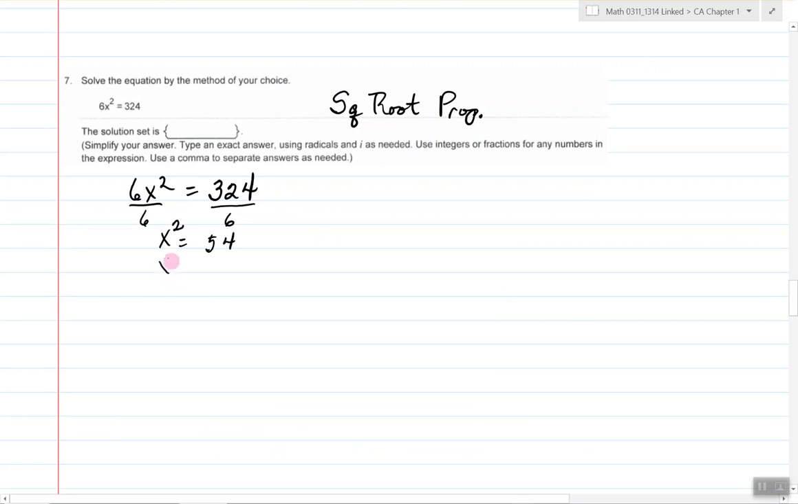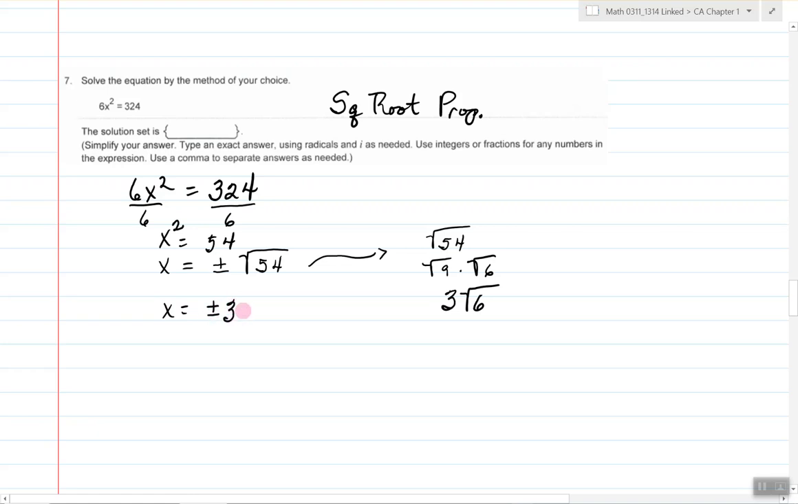So the square root property says x is equal to plus or minus the square root of 54. Can I simplify that? Well, I hope that everybody realizes that the square root of 54 is the square root of 9 times the square root of 6, or 3 times the square root of 6. x is equal to plus or minus 3 times the square root of 6. It could be separated into 3 square roots of 6, comma, negative 3 square roots of 6.